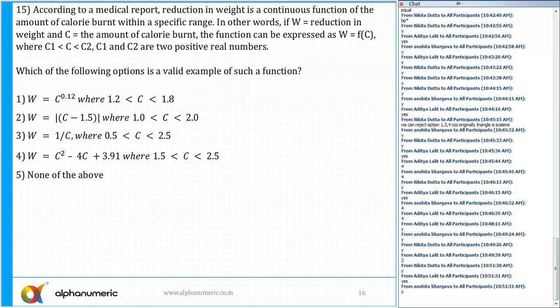Let's see. According to a medical report, reduction in weight is a continuous function of amount of calorie burnt within a specific range. In other words, if W is a reduction in weight and C is the amount of calorie burnt, the function can be expressed as W equal to F(C), where C is lying in the range C1 and C2. C1 and C2 are two positive real numbers. First option, W is equal to this.